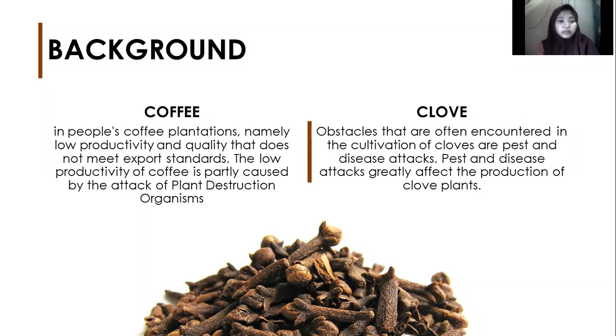Coffee in people's coffee plantations has problems, namely low productivity and quality that does not meet export standards. The low productivity of coffee is partly caused by the attack of plant destroying organisms. And for clove, obstacles that are often encountered in its cultivation are pest and disease attacks. Pest and disease attacks greatly affect the production of clove plants. Next.